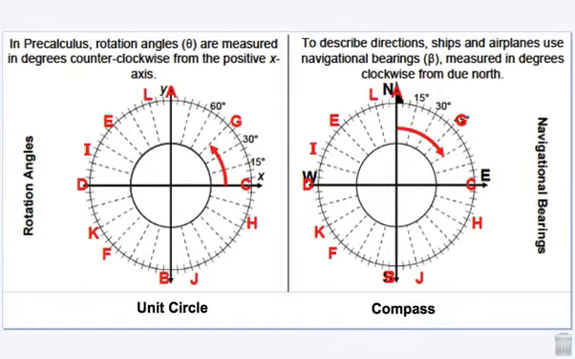The main difference is with the unit circle, you start at your positive x-axis over here, and you go counterclockwise. So right here we're at 0 degrees, 90 degrees up here, 180 degrees here, 270, and then back to 360. That's the unit circle. We've seen it before, we've done lots of things with it, and we're very familiar with this.